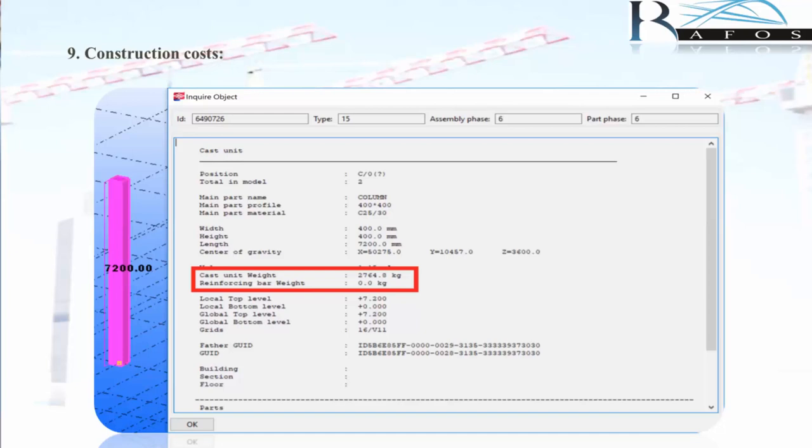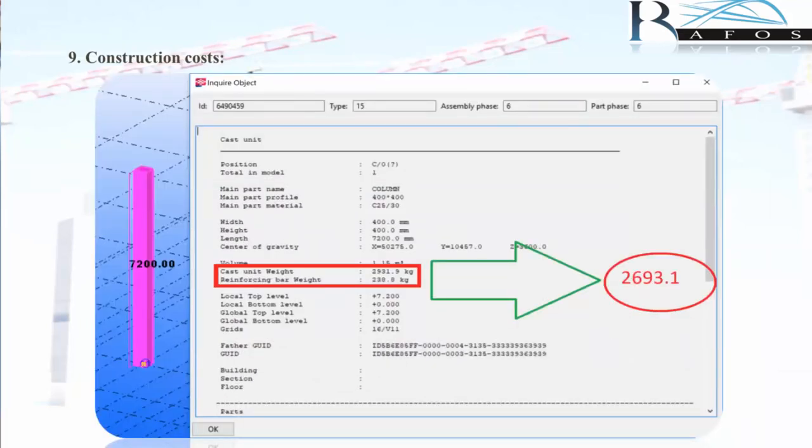As you can see in this picture, the weight of this column without reinforcement is 2,764 kilos and 800 grams. When we add the reinforcing bars, Tekla deducts the volume occupied by the reinforcement from the volume of concrete used, thus determining the correct amount of concrete used in the project. With the addition of the reinforcement, Tekla declares the weight of the reinforcements as 238 kilos and 800 grams, and the weight of the column, determined by the reinforcements and the concrete, is 2,939 kilos and 900 grams.